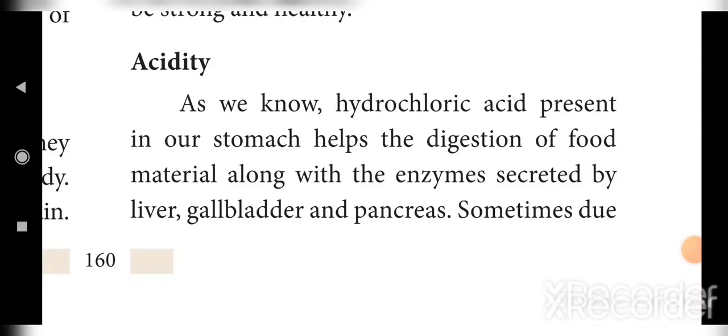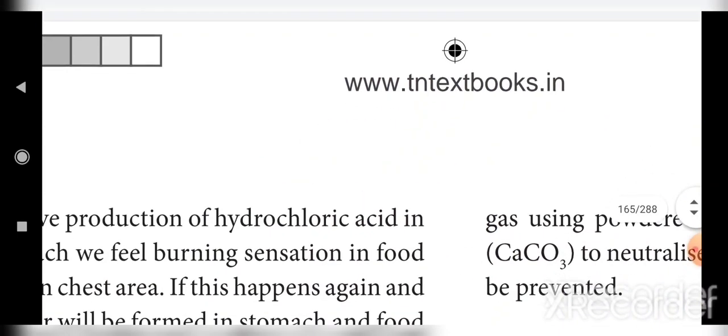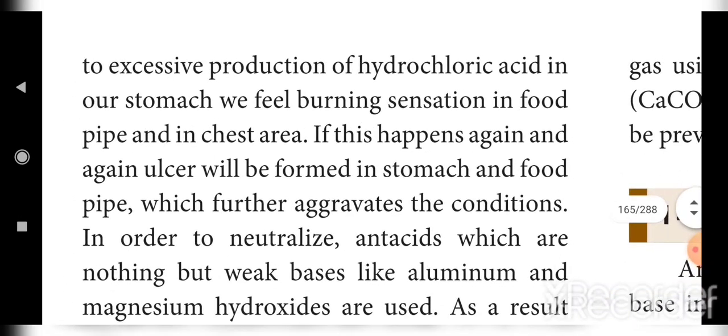Next, acidity. As we know, hydrochloric acid present in our stomach helps the digestion of food material along with the enzymes secreted by liver, gallbladder, and pancreas. Sometimes due to excessive production of hydrochloric acid in our stomach, we feel burning sensation in food pipe and chest area. If this happens again and again, an ulcer will be formed in the stomach and food pipe, which further aggravates the condition.